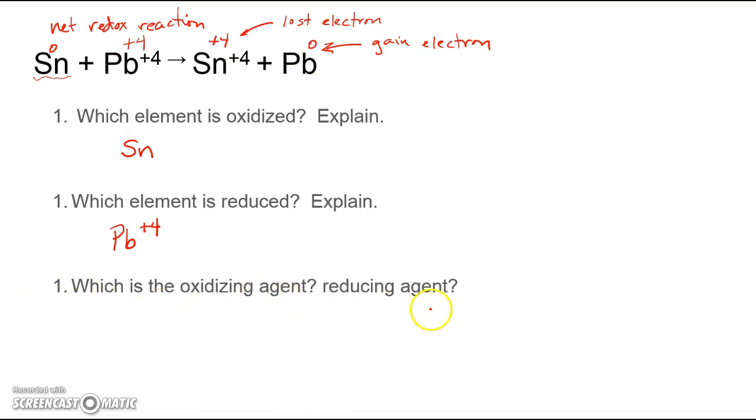Now for oxidizing agent or reducing agent, it's actually very simple. It's what gained those lost electrons, or in other words, it's just the opposite of what was oxidized. The oxidizing agent in this one is Pb +4. So you can just always write the opposite one because it's the one that gained the electrons from the tin. And the reducing agent is just the opposite one of what was reduced. In this case, it is the tin, Sn, because it was the one that gave those electrons to the lead.